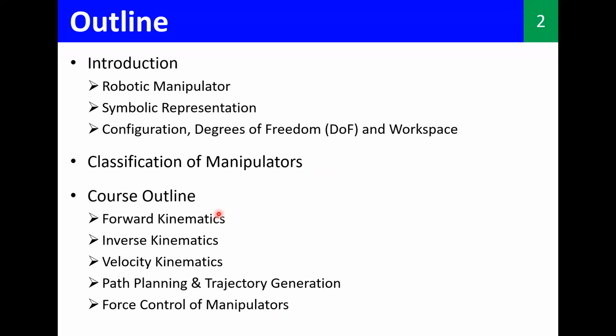So we will look at forward kinematics. We'll try to understand what it means, at least. Later, we will have separate lectures on these concepts. Then we will understand what is meant by inverse kinematics today itself, and then velocity kinematics. And next we will go through path planning and trajectory generation, and finally force control of manipulators.